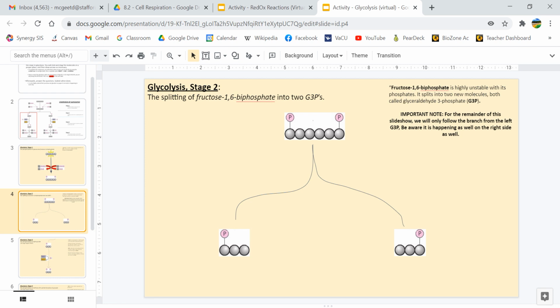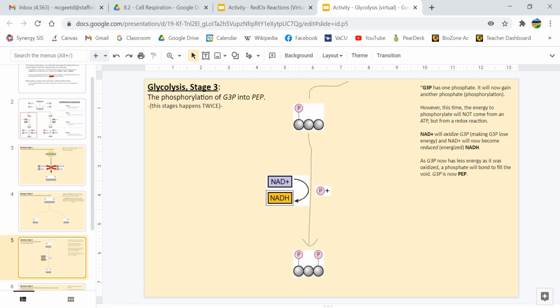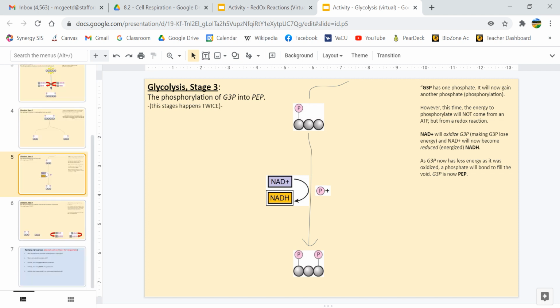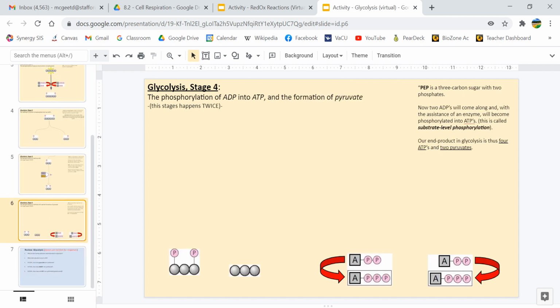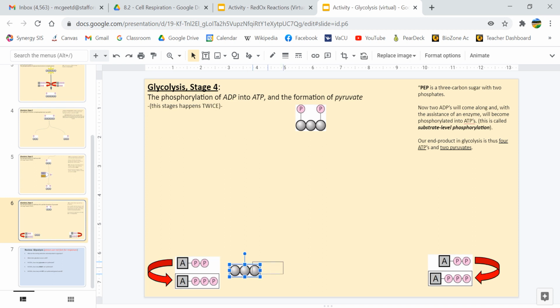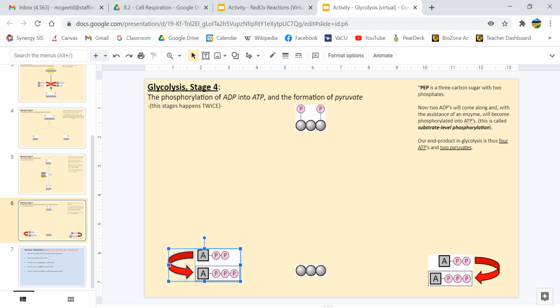We're just going to look at the left branch here, and what we're going to do is add yet another phosphate to it. It just can't catch a break, but we're going to do it by oxidizing the sugars, and that will mean giving the electrons and reducing NADH. And that brings us to the very last phase. Now we're left with this 3-carbon molecule called PEP, and what we're going to do with this is, you guessed it, get those electrons off of there, and now we'll have our ATPs.